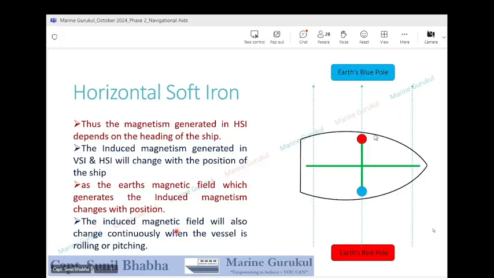The induced magnetism in the ship's structure will also change continuously when the vessel is rolling or pitching. When the vessel is rolling or pitching, the fore and aft longitudinal, the athwartship beam or the vertical structures are also changing their orientation time and again. With every roll and with every pitch of the ship, the HSI and the VSI are going to change their orientation. And as their orientation changes, the induced magnetism in those structures also changes.